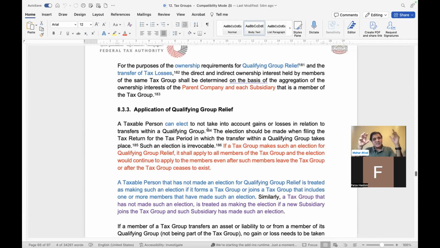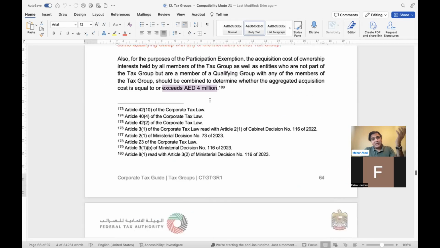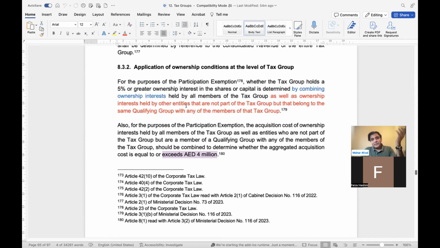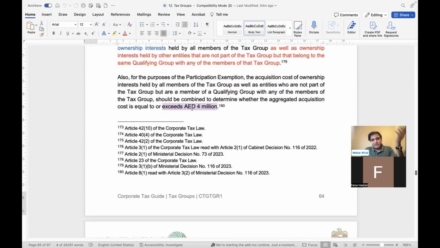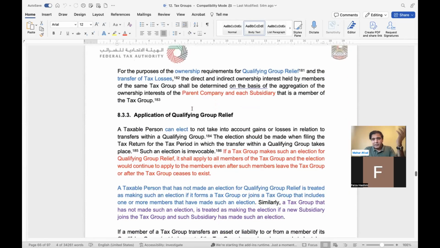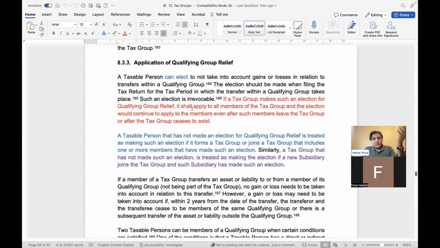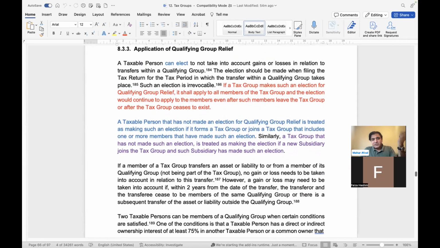The important thing is that this 75% common ownership condition will be considered based on the common ownership by the parent company and each subsidiary. Any external party share will not be included. Like we have discussed in our previous case of participation exemption, 4 million or 5%. Hopefully it will be clear to everyone. Application as a qualifying group relief, this is just what we have discussed.